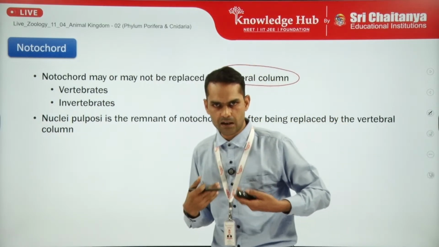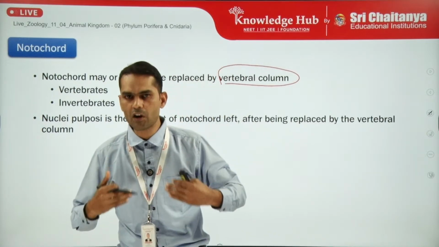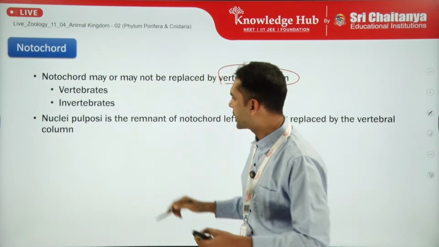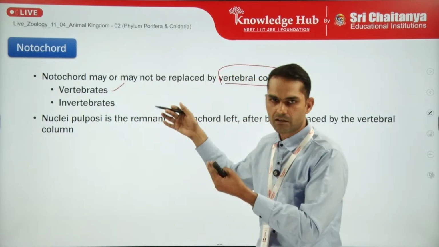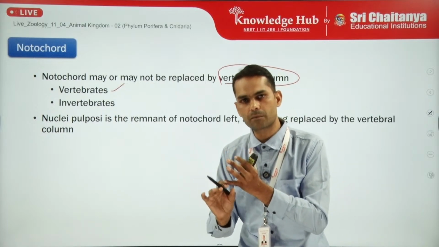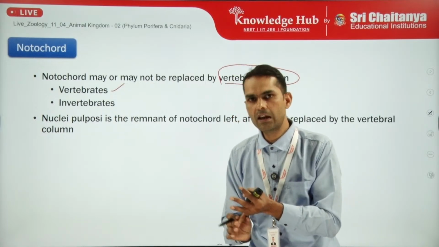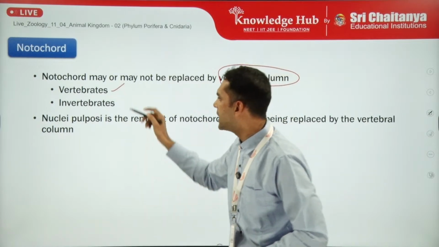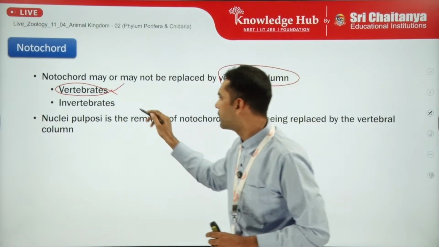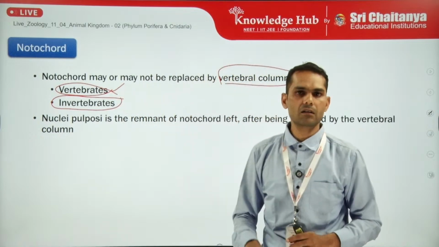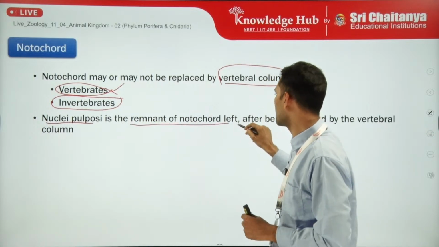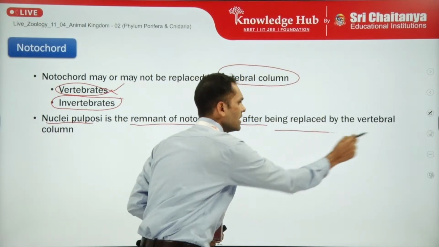The best example is us, in which the notochord appeared in our embryonic development, but later on the vertebral column replaced the notochord. Based upon whether it is replaced or not, if it is replaced by the vertebral column, it doesn't matter whether the vertebral column is cartilaginous or bony, then they are called vertebrates, and those in which the notochord still persists are categorized as invertebrates or non-vertebrates. Here we can see the nucleus pulposus is the remnant of the notochord left after being replaced by the vertebral column in us.